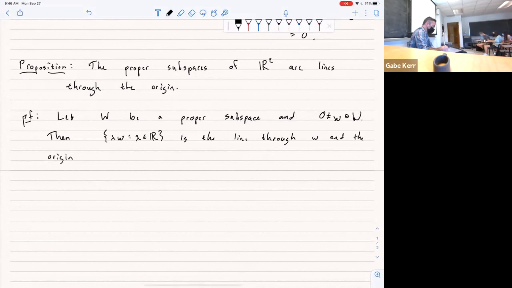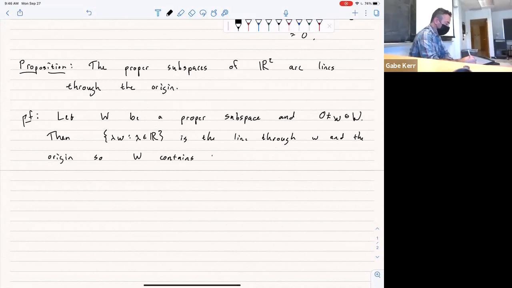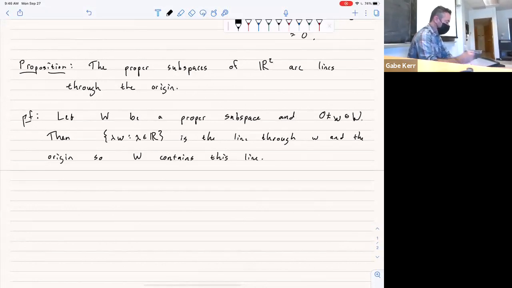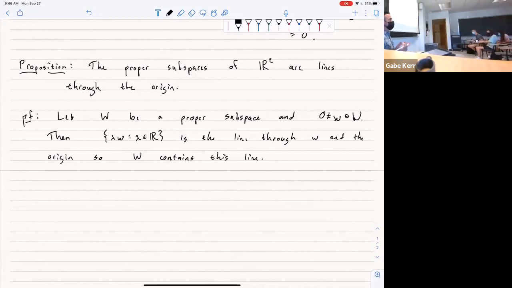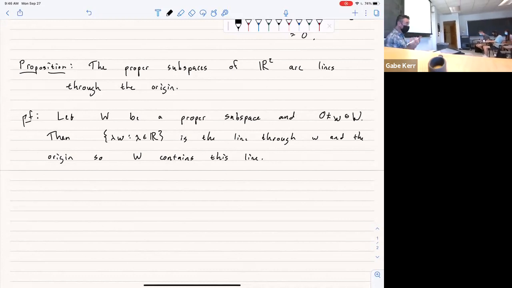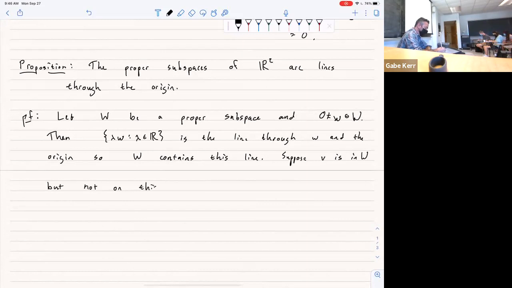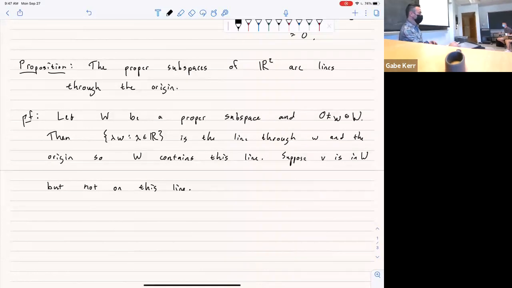Of course, W is a subspace. So W contains this line. It contains all scalar multiples. So now the question is, what if it contains something else? So it contains the line, but could it contain something else? Let's see. Let's suppose, say, B is in W, but not on this line.